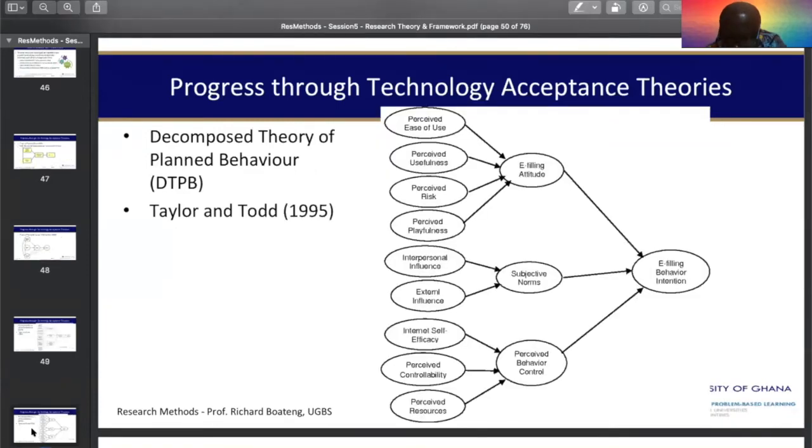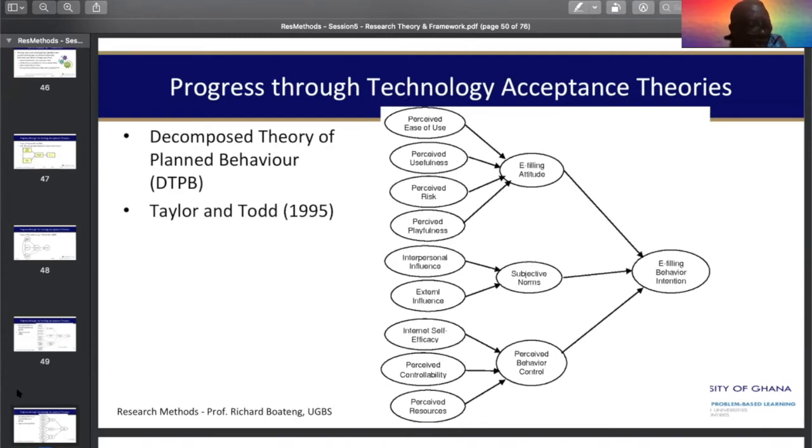Taylor and Todd's model was now applied in other studies. So this is another study that's using the Taylor and Todd model. It's looking at e-filing behavior, people doing e-filing of taxes. So e-filing attitude is defined by perceived ease of use, perceived usefulness, perceived risk, and perceived playfulness of the platform. Then interpersonal influence and external influence will be the subjective norm. Then internal self-efficacy, perceived controllability, and perceived resources will be the perceived behavioral control. So this is somebody else using it in a different study, but he has also changed what the components of the attitude, the subjective norms, and perceived behavioral control are.